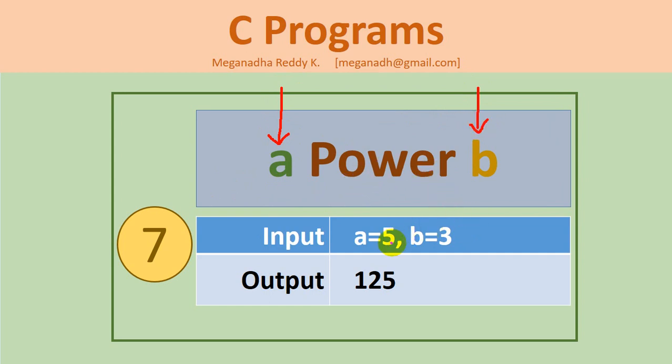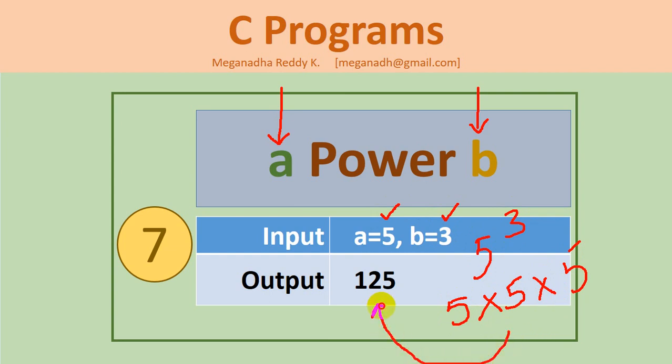Let's take for example, we will read value 5 and value 3 from the user, and 5 power 3 is equal to, we need to multiply 5 three times, we need to write 5 into 5 into 5, which is 5 5s are 25, 25 5s are 125, and that will be the output.